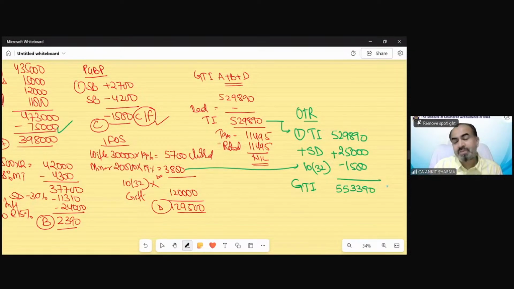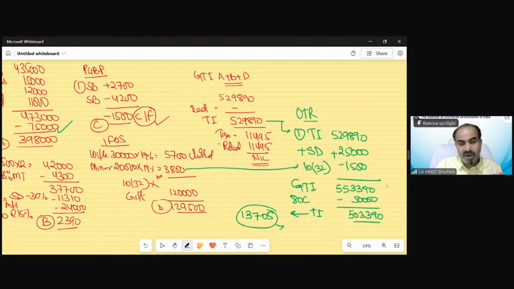Now the GTI would be 5,53,390. There was an investment in PPF under section 80C. That was 50,000. So my TI would be in this case 5,03,390. On the basis of this, if you will calculate tax, including 4% cess, that would come 13,705. You need to round it off. Round it off, it will be 13,710. This would be taxed as per optional tax regime. So which is beneficial? Of course, the default tax regime is beneficial.